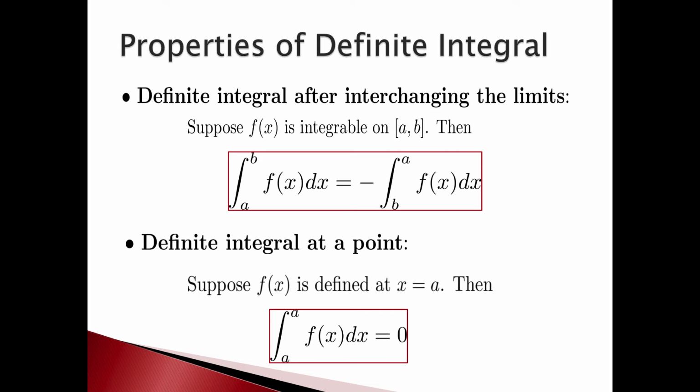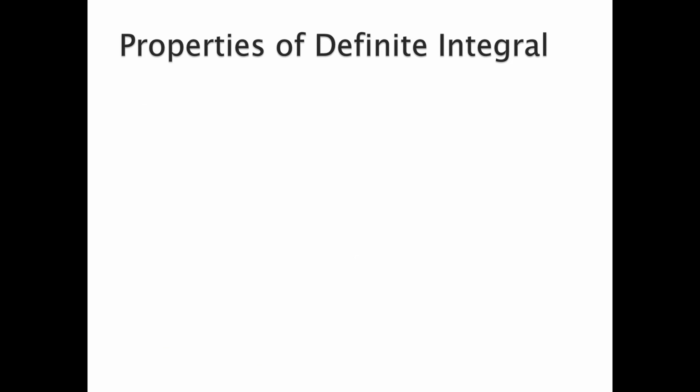The reason, of course, is if you think about this in terms of area, this makes sense, right? What would the area under a curve be if you started at A and ended at A? Well, there's no width. The width has got to be 0. So it doesn't matter what the height is. The width is 0, so the area should be 0.